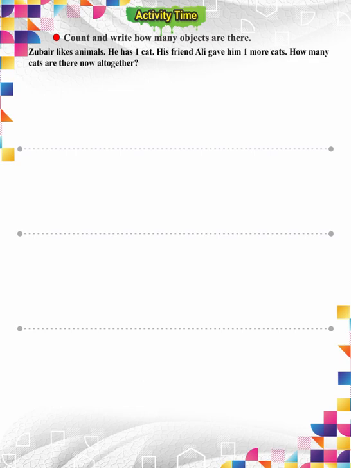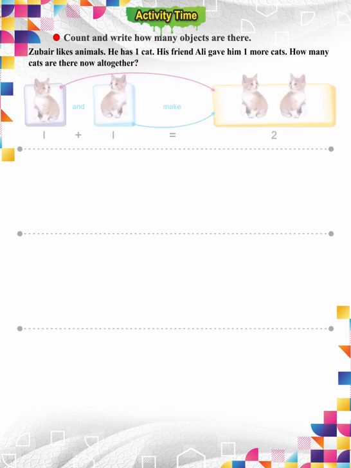Zubair likes animals. He has one cat. His friend Ali gave him one more cat. How many cats are there now altogether? One cat and one cat make two cats. If Ali gives him two more cats, then two cats and two cats make four cats.